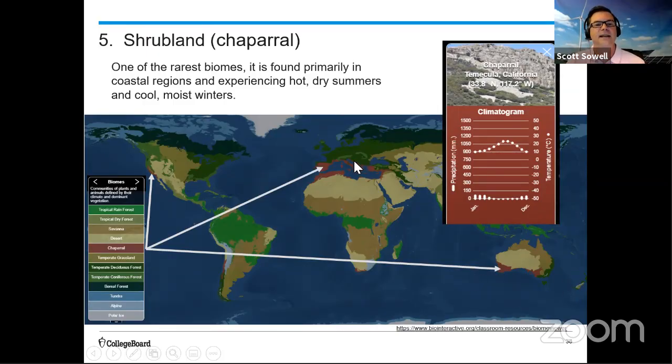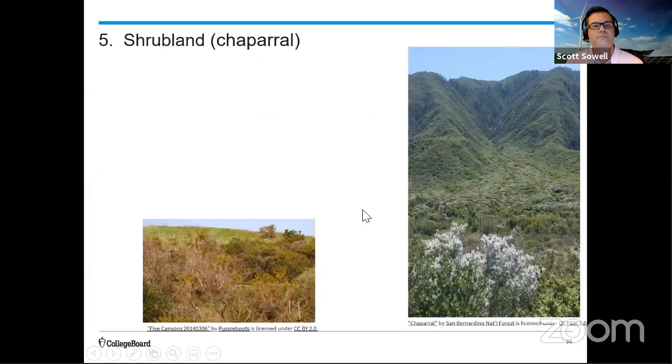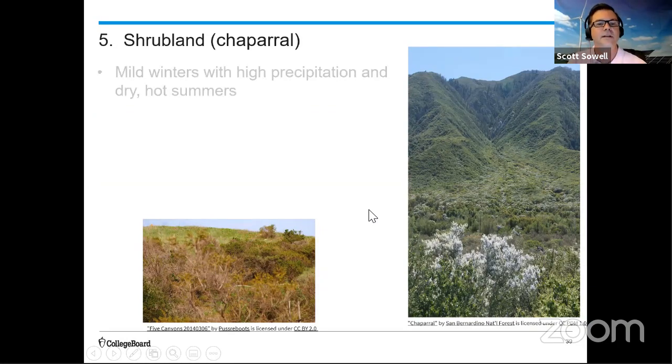You'll notice that it's got hot, dry summers and cool, moist winters. That hot, dry summer is going to become important when we talk about the fires there. So you can notice here on its climatogram, temperature and precipitation with those hot, dry summers there in the middle. So here are some pictures of some chaparral shrubland in California. So again, mild winters with high precipitation and dry, hot summers.